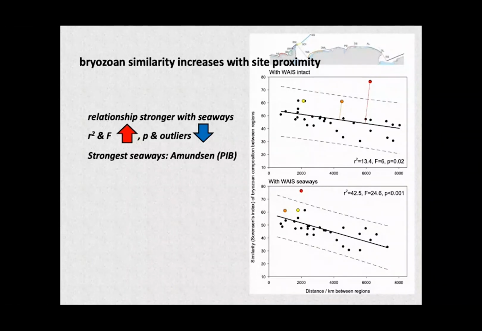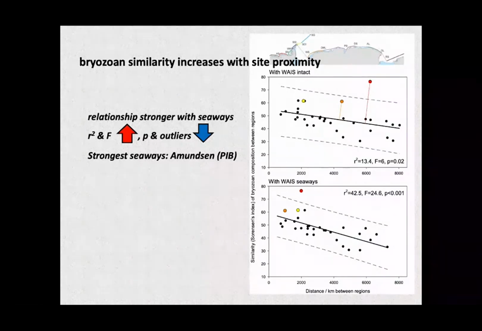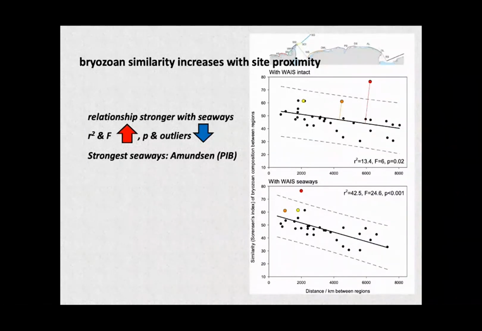Similarity of bryozoan assemblages is best predicted by proximity. The seaways better explain modern distributions, as can be seen by the increase in R² going from the top plot to the bottom, and likewise in the ANOVA associated F, but also in the reduced probabilities. The best fitting model is that with the Amundsen seaways included, and that agrees with the glaciological pathway fragility shown by Vaughan et al. 2011.